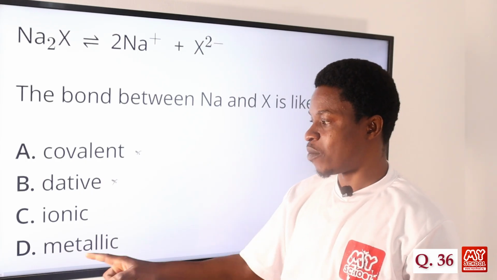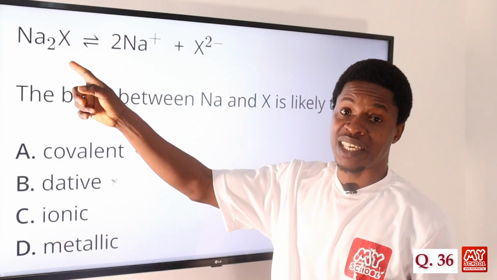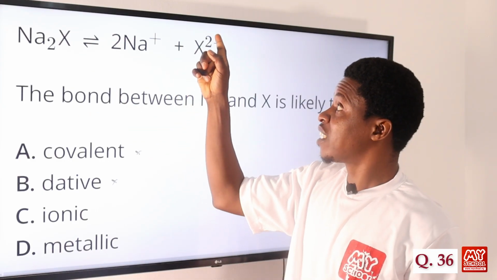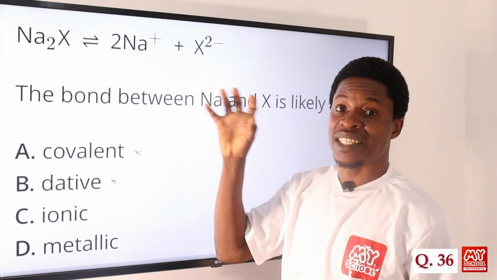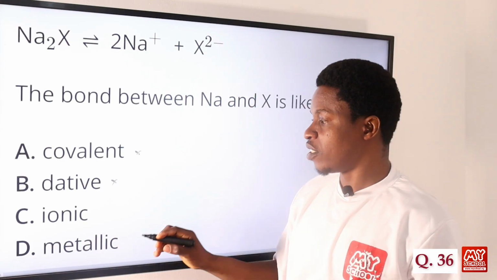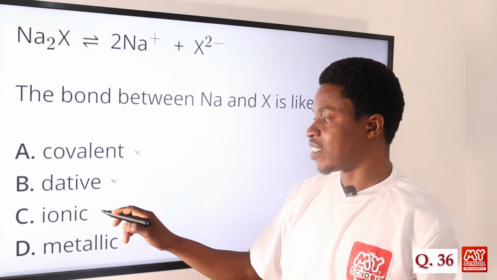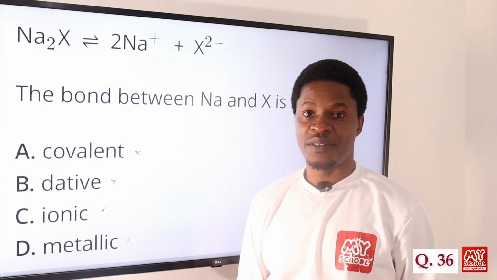So this is correct. What about metallic bonding? This cannot be metallic because we have a negative charge here. Metals are not negatively charged. Metals are positively charged. So option D is also eliminated. So the correct answer is option C, ionic bond.